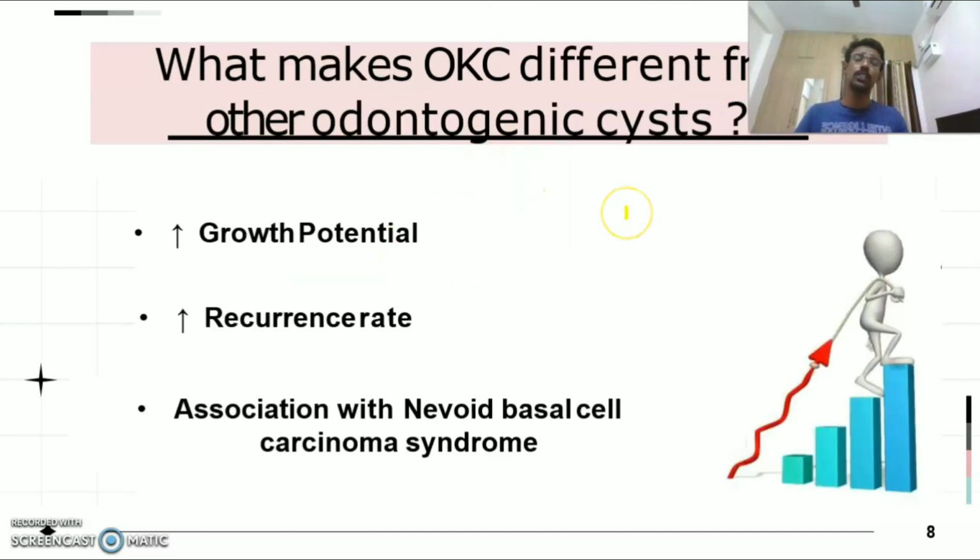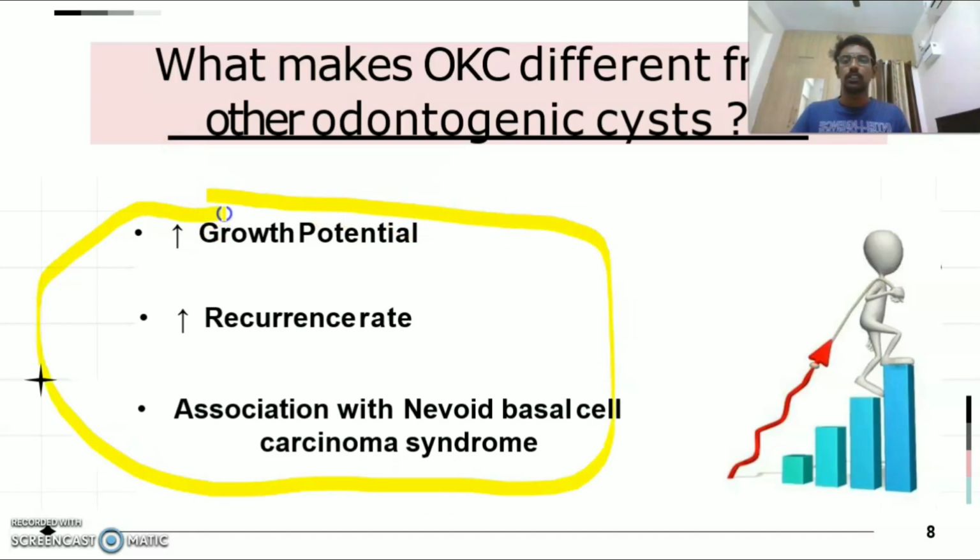So next, what is the difference from the other cysts? Why is OKC different from the other odontogenic cysts? There are three major points. That is because of the increased growth potential, meaning aggressive nature, and increased recurrence rate. Compared to the other cysts, it has a higher recurrence rate: 13 to 16% of cases will recur in the next 5 years. And it is a cyst associated with a syndrome, the nevoid basal cell carcinoma syndrome.